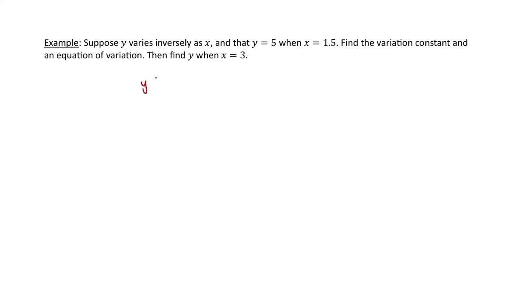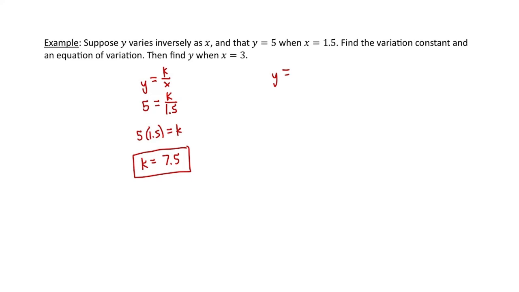So notice we have inverse variation, so it's y equals k over x. And we're going to plug in 5 for y and 1.5 for x. Now we can multiply both sides of this equation by 1.5. We'll get 5 times 1.5 equals k. And 5 times 1.5 is 7.5. So that is our variation constant. Our equation of variation will be y equals k over x, but we found our k to be 7.5. So this is our equation of variation.